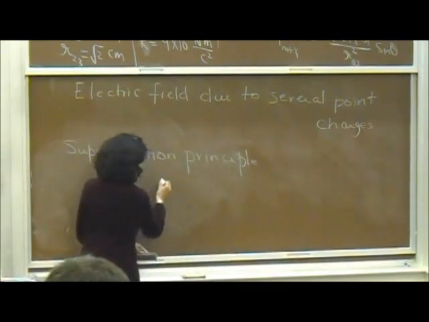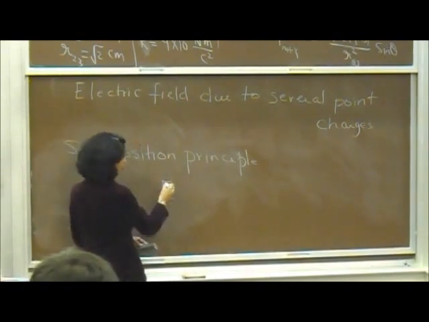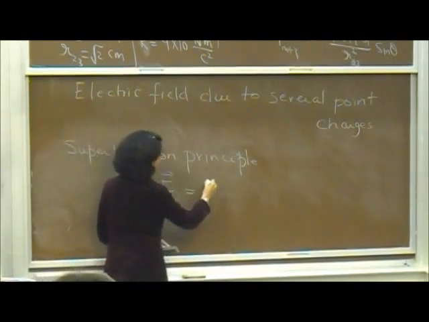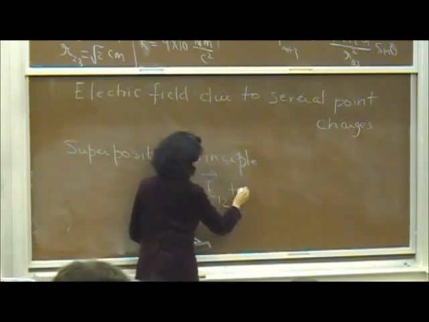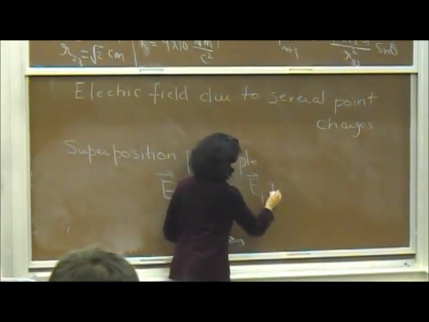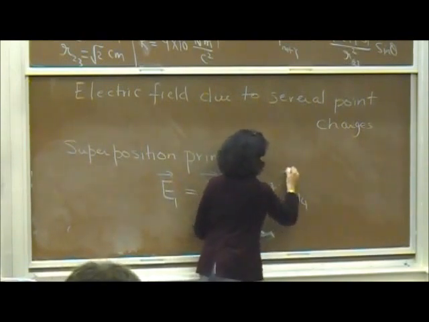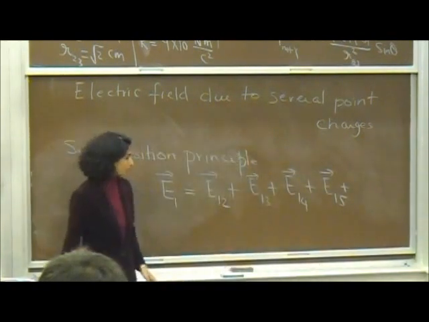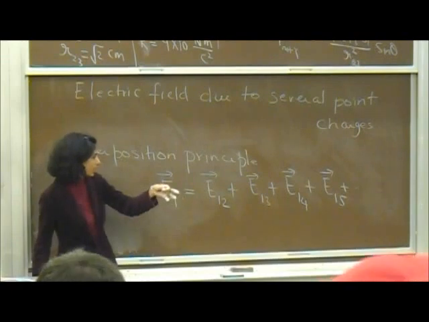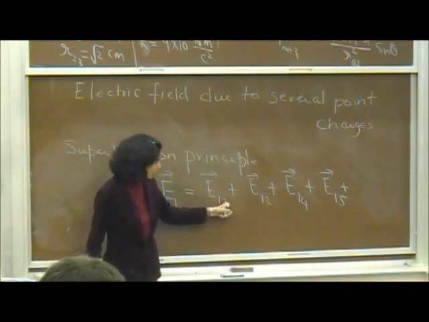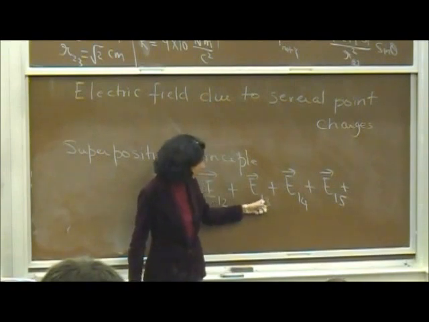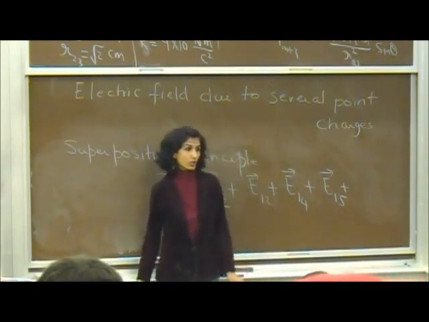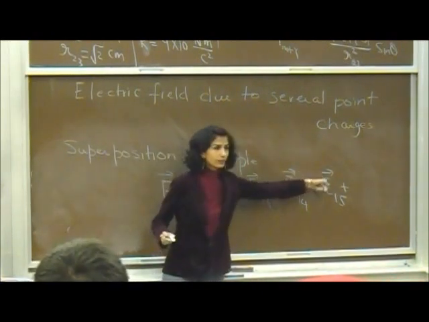Right? And superposition principle says that the electric field at some point, say point one, is given by E12 plus E13 plus E14 plus E15, dot dot dot. That means electric field at some point is due to the electric field produced by charge 2 at that location, electric field produced by charge 3 at that location, plus electric field produced by charge 4 at that location, plus electric field produced by charge 5 at this location. And when I say plus, this is vector sum, right?